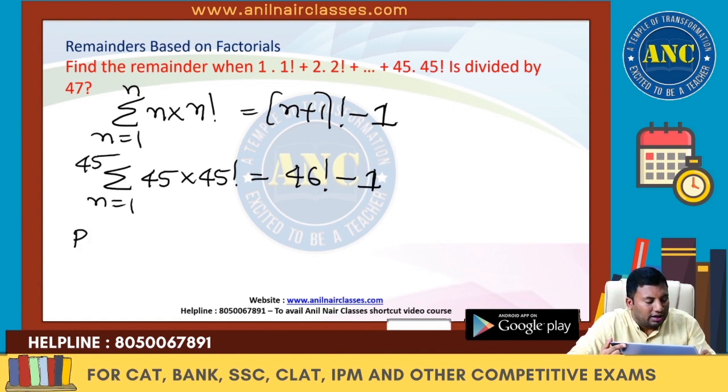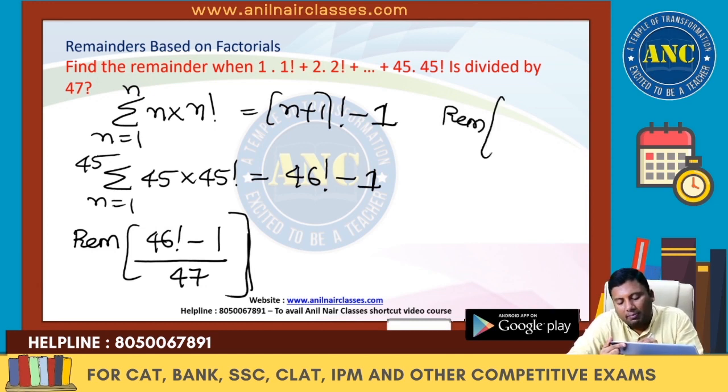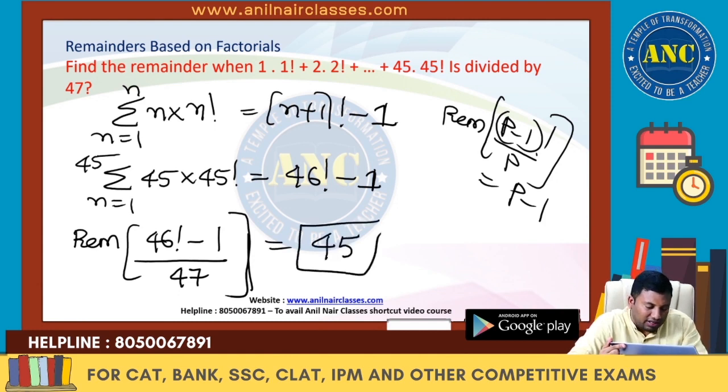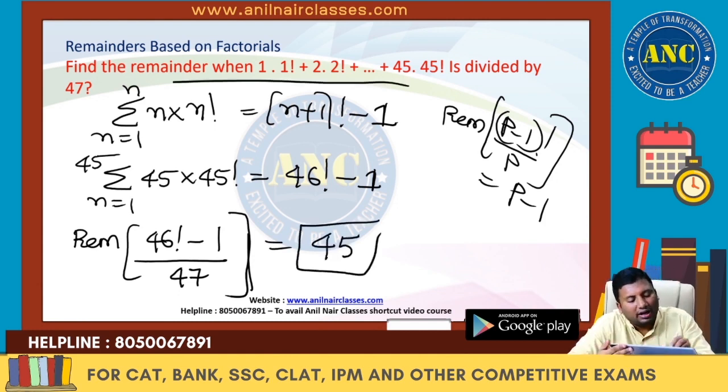So here, when you divide 46 factorial minus 1 by 47, p minus 1 factorial when divided by p, it is nothing but p minus 1. So 46 minus 1. Answer for this question is 45. I hope the idea is clear.